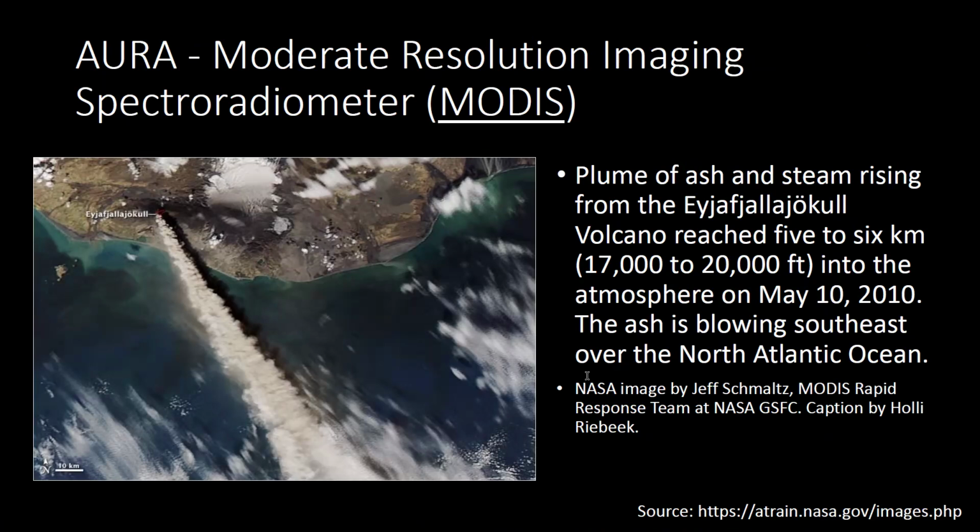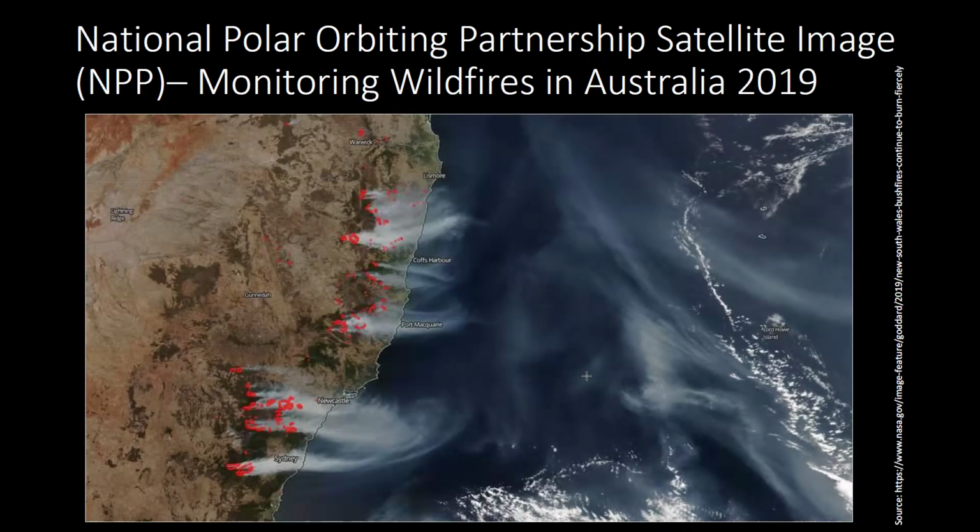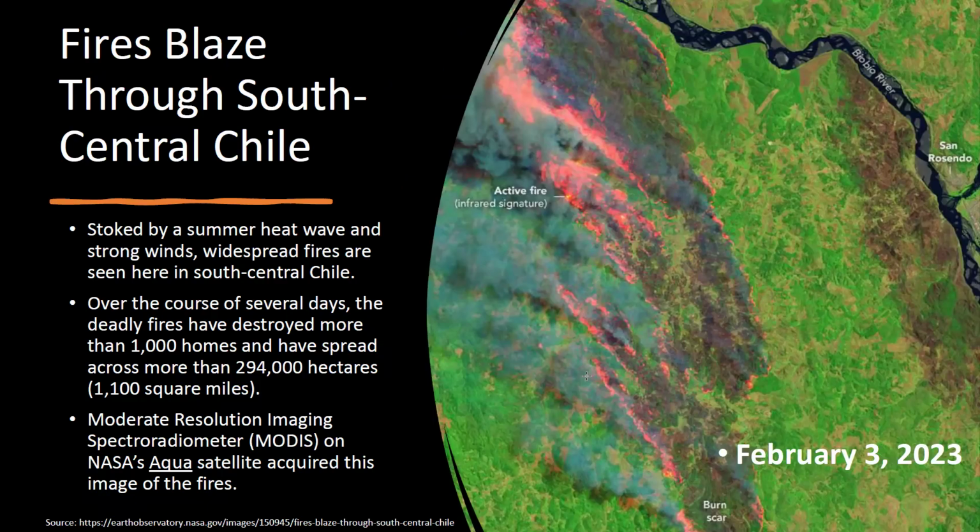Using all these different imagery, we also have NPP, which monitors in the southern hemisphere. So this is the satellite that you would use for the fires in Australia. In south central Chile, you can see these here, and you might wonder why is it green and red. Well, this has to do with an infrared lens that you use to see where the fire actually is. This spread really fast and destroyed a lot of homes. So this is a really good tool to use in real time when you're trying to help people.